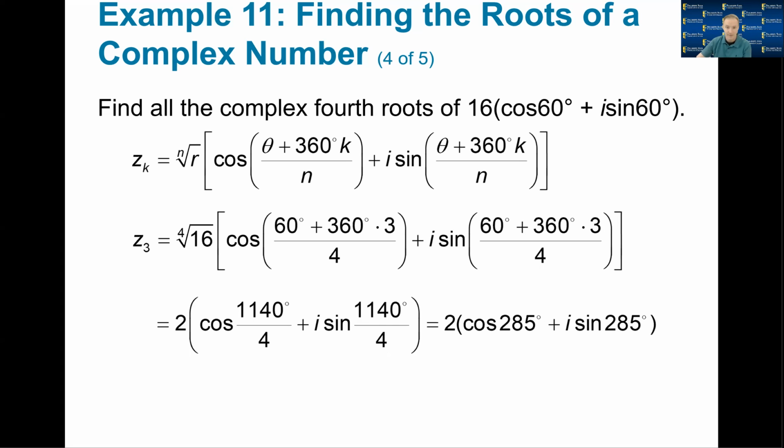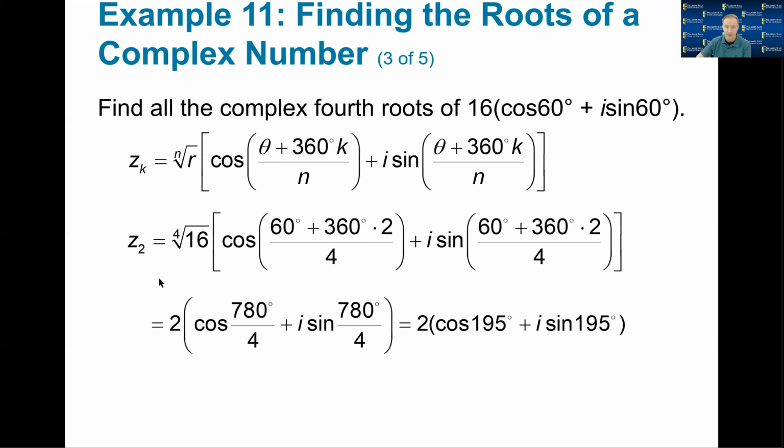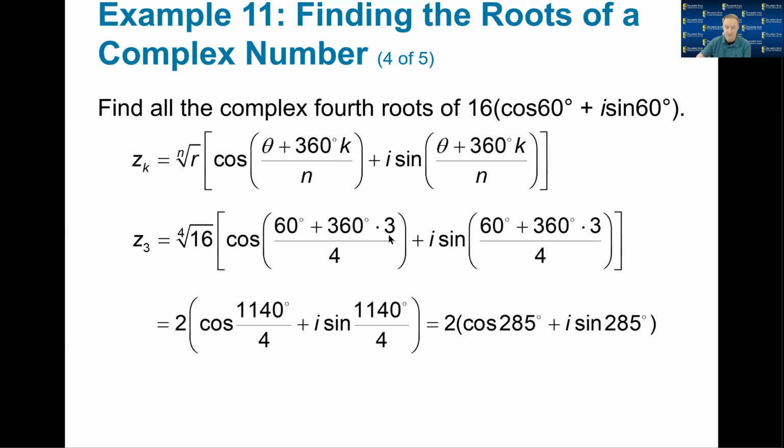Move on to my last solution. Not surprisingly, the only difference between z sub 2 and z sub 3 is you change the value of k within your angle. This time your angle is going to be 60 plus 360 times 3. That's going to be 1080 plus 60, and 1080 plus 60 is 1140. You take that 1140, divide by 4, and you're going to get angles of 285 for each of those.